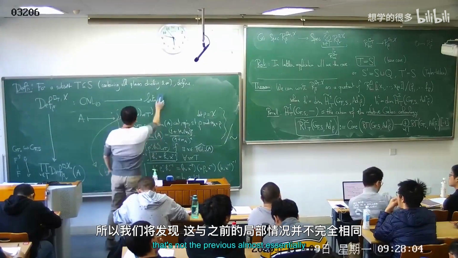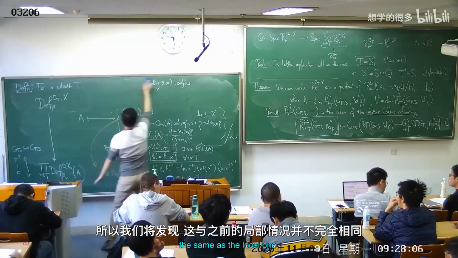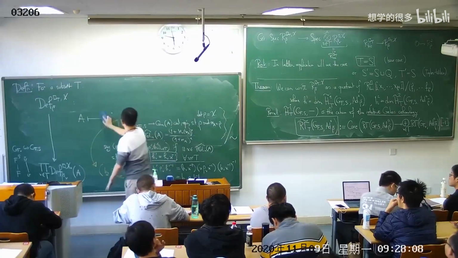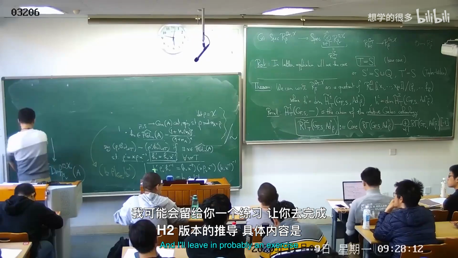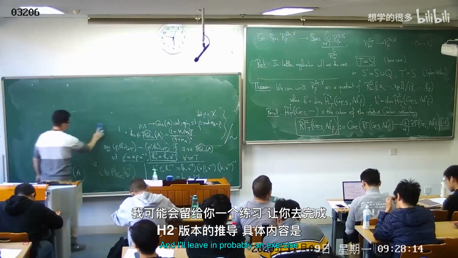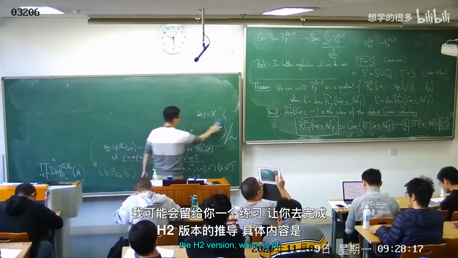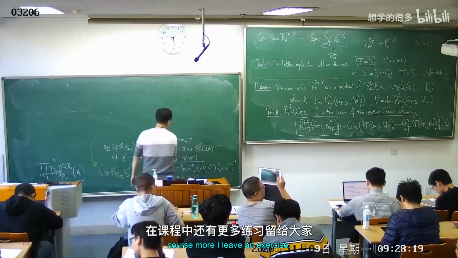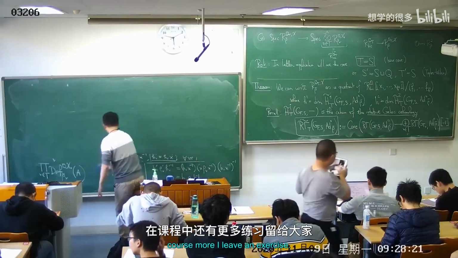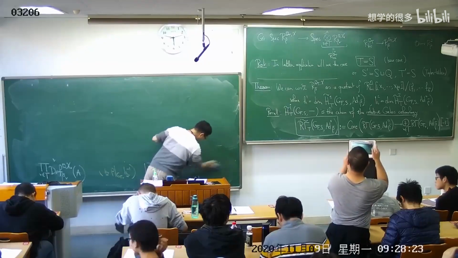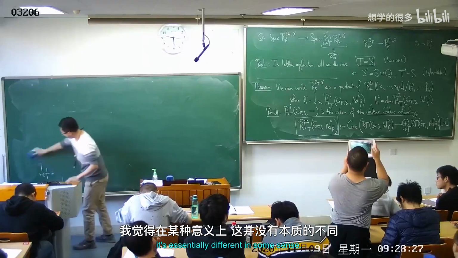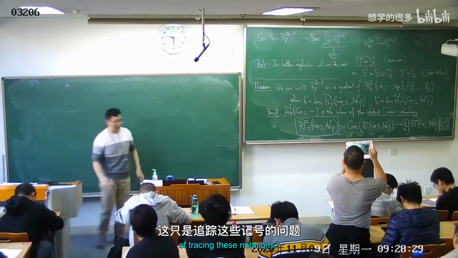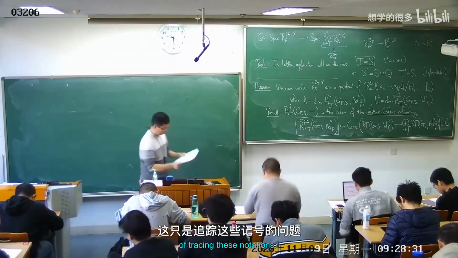We're going to see that the proof is almost essentially the same as the local one. In fact, I'm only going to prove it for the tangent space, and I'll leave it as an exercise for you to figure out the H2 version, which is of course more complicated. I don't think it's essentially different; it's just a matter of tracing these notations.